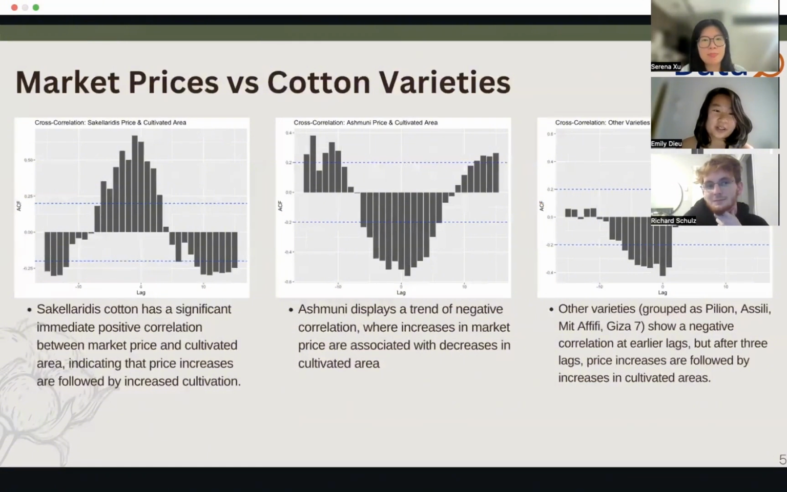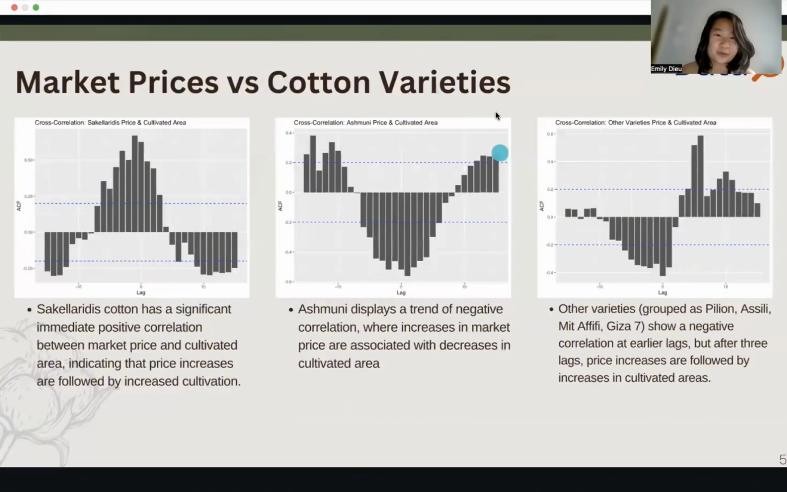Our second goal analyzed how market prices of cotton influenced how much of a certain variety of cotton was cultivated in Egypt. On the leftmost graph, you can see that one variety, Saccharius, had a significant immediate positive correlation between market price and cultivation area around the time lag 0, indicating that prices immediately influenced how much was cultivated of Saccharius. This is in comparison to another type of cotton seen in the middle called Ashmuni, which displays a trend of negative correlation around time lag 0, meaning that increases in market prices are associated with decreases in cultivation area.